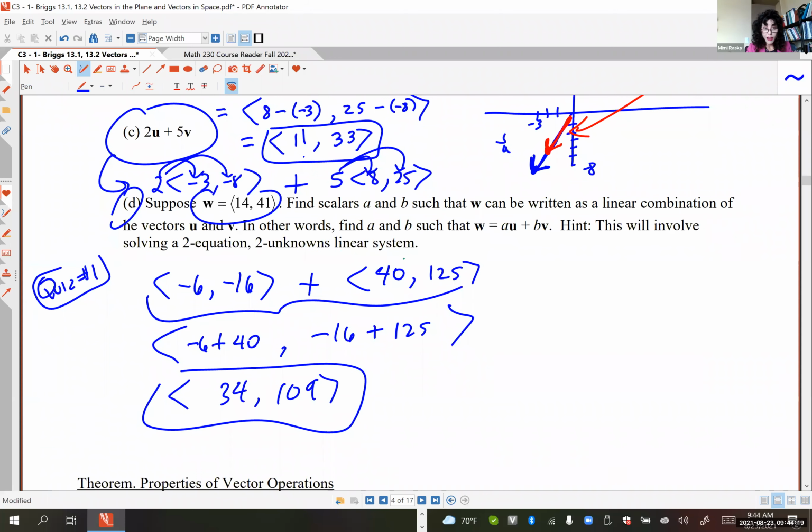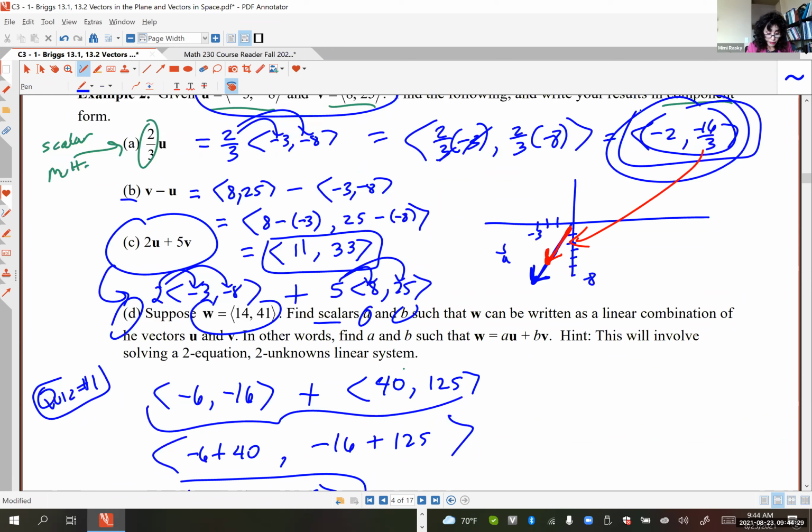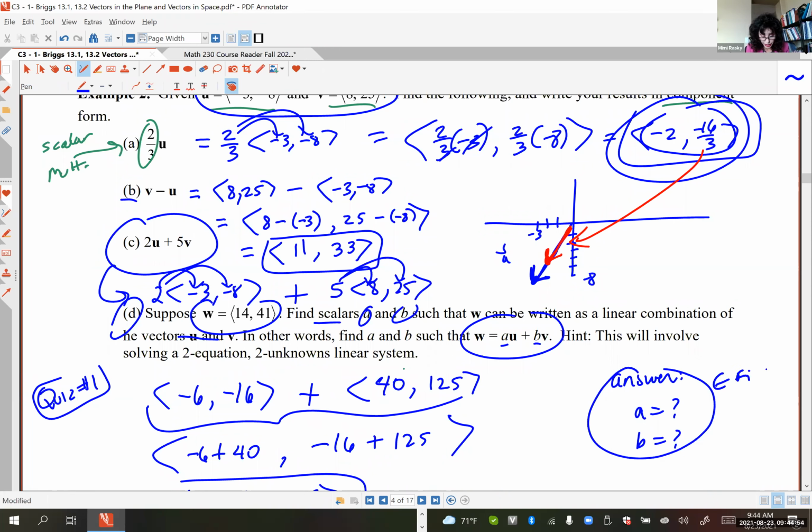They want you to find 2 scalars, pure numbers, A and B, such that you can write W as a linear combination of the vectors u and v. What the heck does that even mean? It means that W can be written as some pure number A times U plus some other pure number B times V. So what do they want? The final answer, once we're done, is you have to say what is A and what is B. Those are the mystery numbers. So find the mystery numbers.